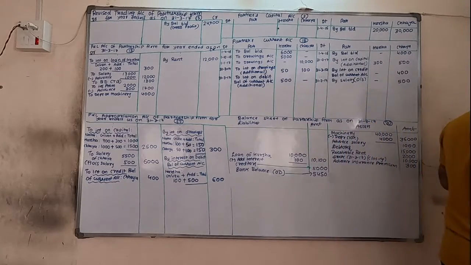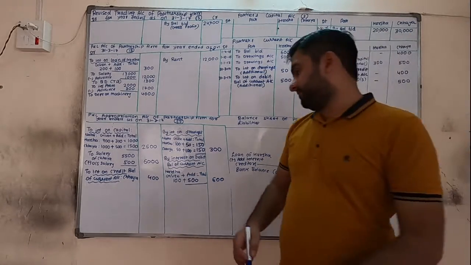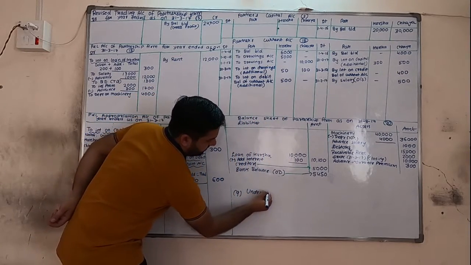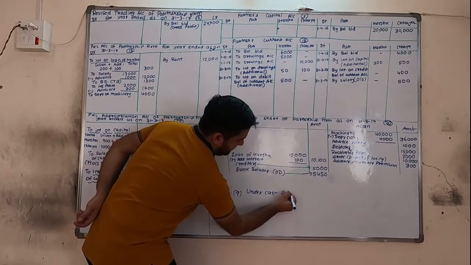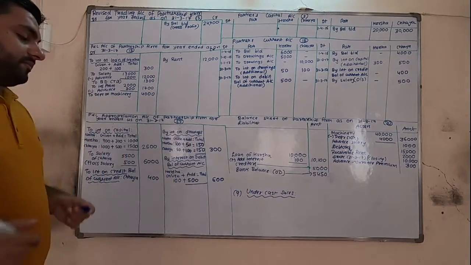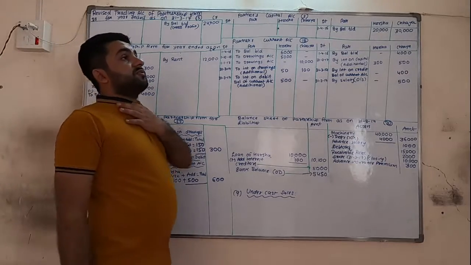Now next, total of sales book is undercast by figure. Calculation number 9. Undercast sales. Okay. Now first we need to give its effect.